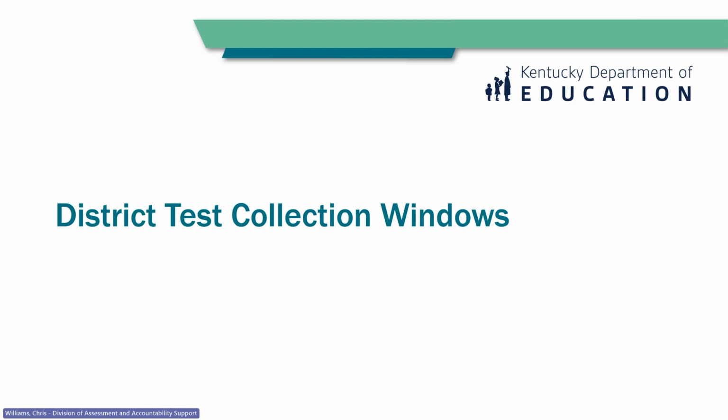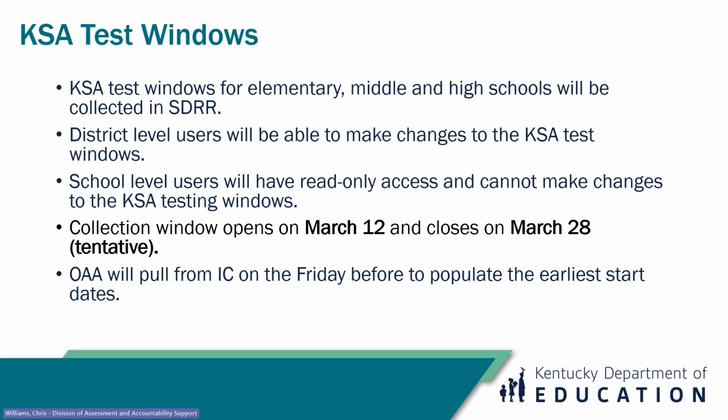This process is crucial for organizing and scheduling the Kentucky Summative KSA for your elementary, middle, and high school. Also, your district level users will be able to make those changes to your KSA test windows. School level users will not be able to do that. They can only have read-only access. This window opens on March 12th and will close on March 28th for you to do this particular task.